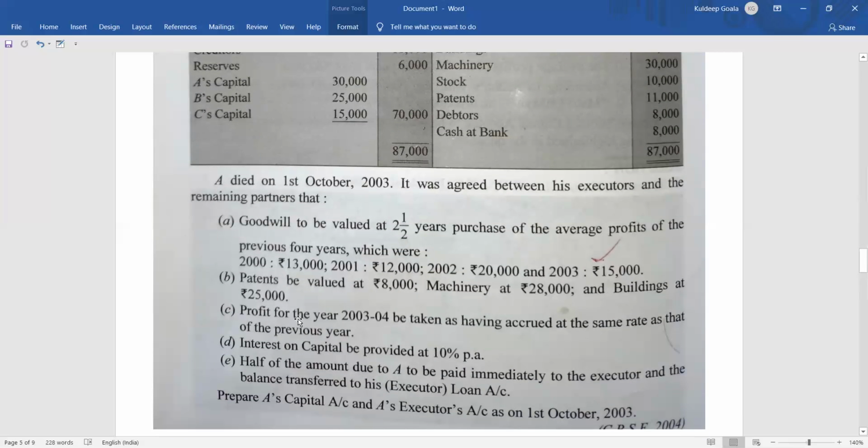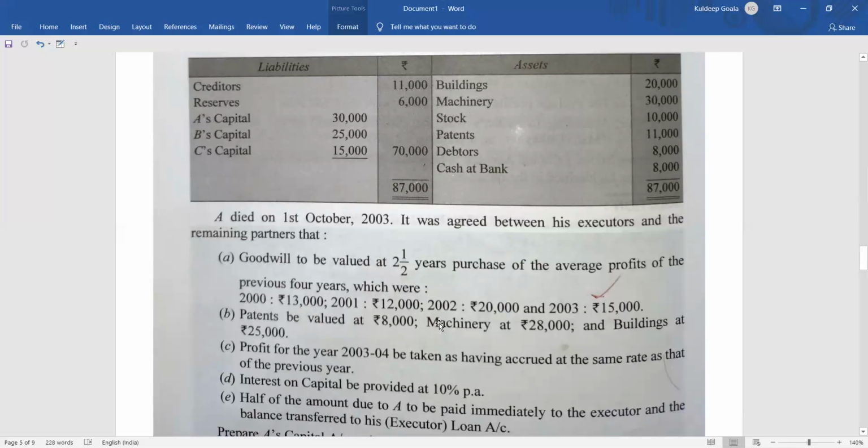So the journal entry will be like this. For patent and machinery, it will be revaluation account debit. How much? In case of patent 3,000. In case of machinery 2,000. So the total comes to revaluation account debit 5,000. To patent 3,000. To machinery 2,000. Clear? In case of building, the revaluation will be like this.